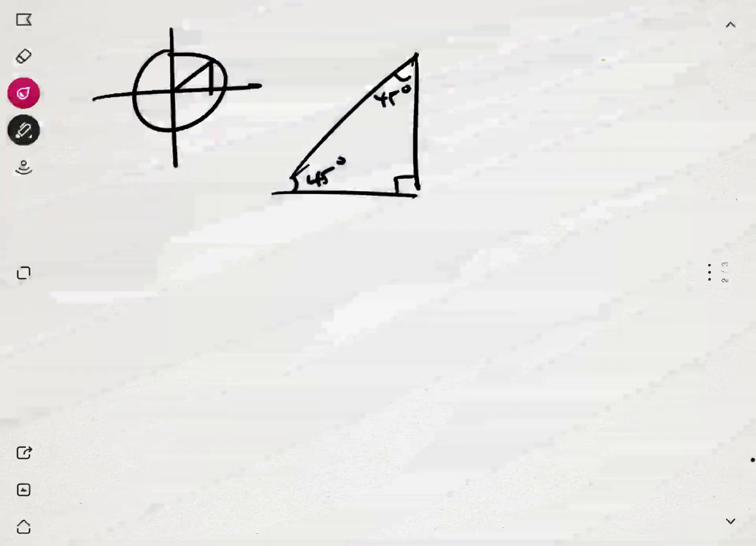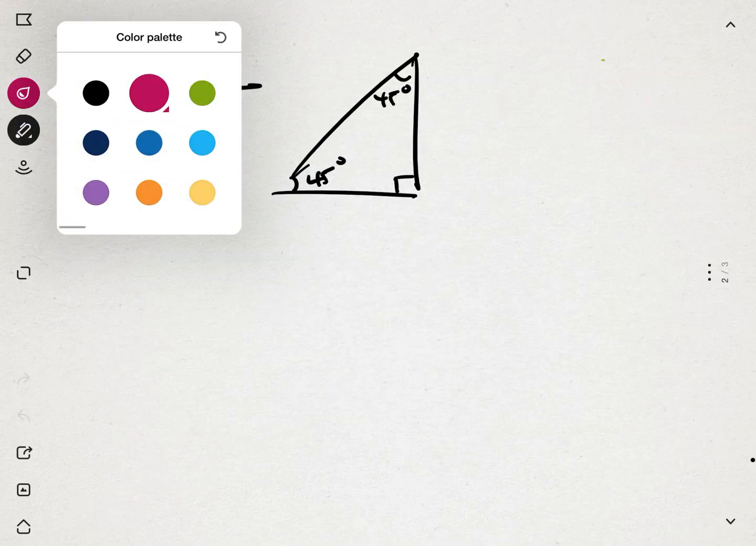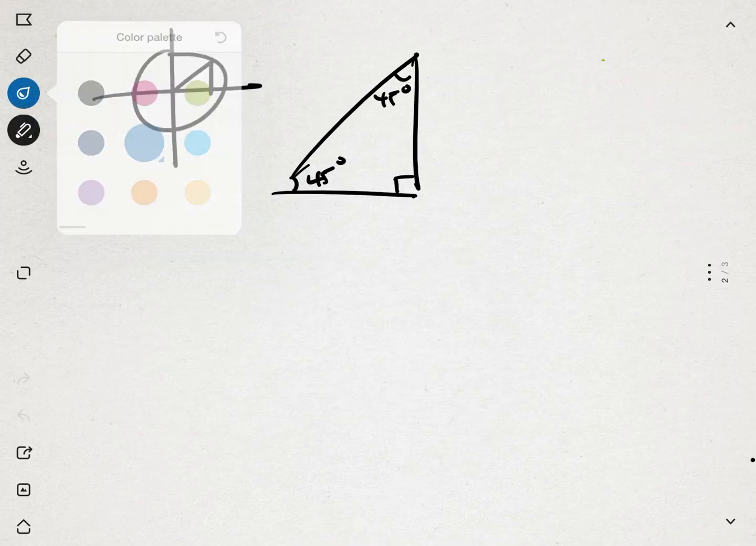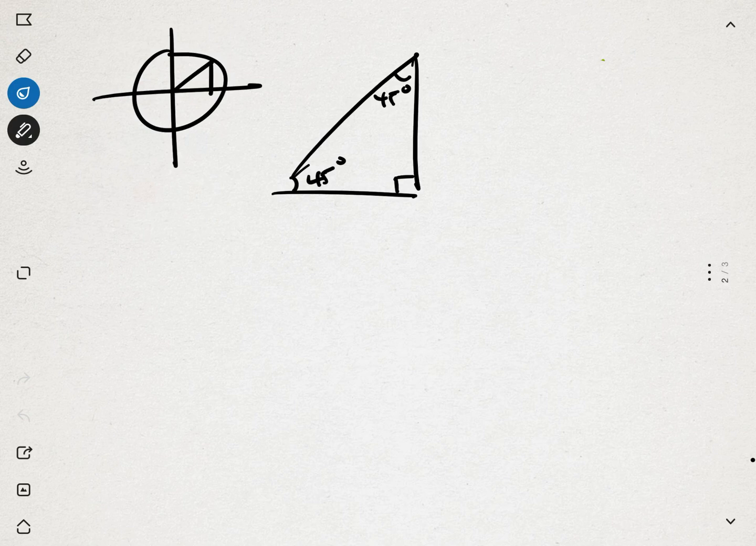So now let's take a look at this next one. This is no longer a 30, 60, 90. It's a 45, 45, 90. And what we know about a 45, 45, 90 is that these two sides are going to be the same length.